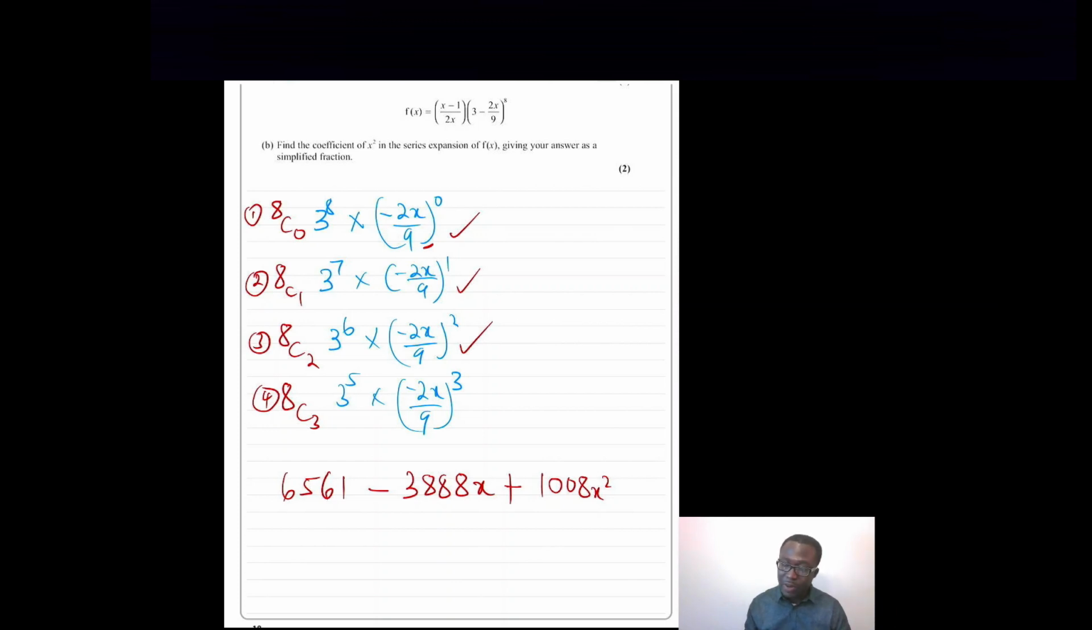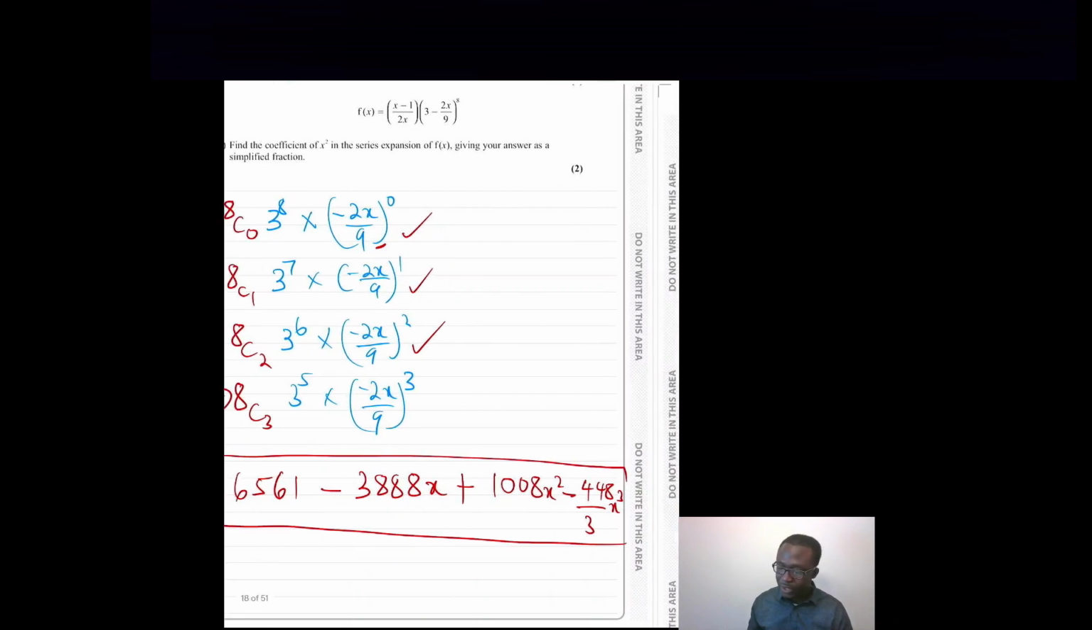Now we are left with the last one, which is 8 combination 3. So again, the odd power here means that we've got minus coming in. Okay, so we've got 8 combination 3, which is 56, times that by 3 to the power of 5, which gives us 13608. So we are going to times that by 8 because that's 2 cubed, and then we'll divide by 729, which is 9 cubed. Okay, so 729, and that gives us minus 448 over 3x cubed, and this will be the first 4 terms of this sequence.